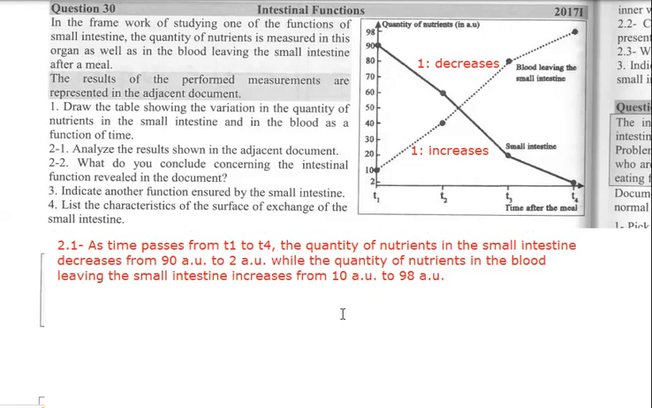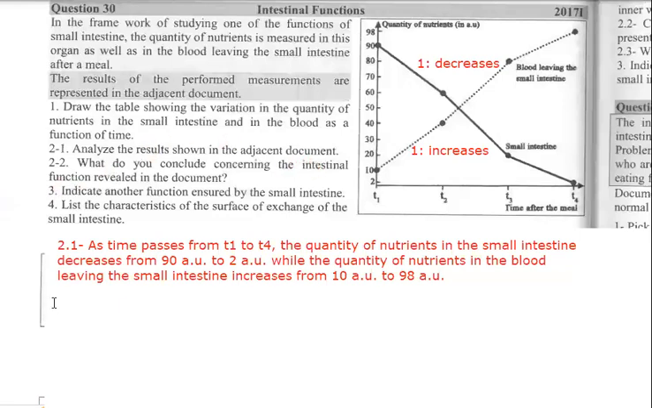Okay. Since we can clearly see that nutrients in the small intestine are decreasing, while the nutrients in the blood are increasing, those nutrients that were in the small intestine, where are they going? Why are they decreasing? And here the nutrients in the blood, why are they increasing? Where are they coming from? This will give us a conclusion. And the nutrients found in here are moving to the blood. This will give us an idea of the intestinal function.